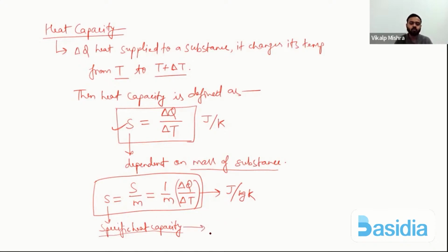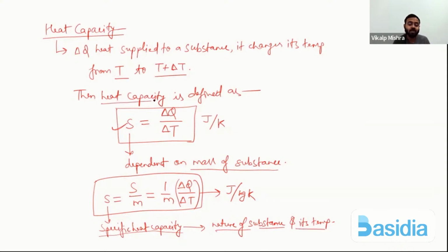So what factor is it dependent on? Specific heat capacity is dependent on the nature of substance and temperature. For different substances, this will be different. So specific heat capacity is dependent on the nature of substance and its temperature.